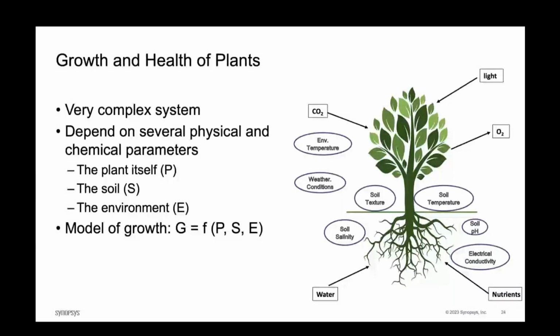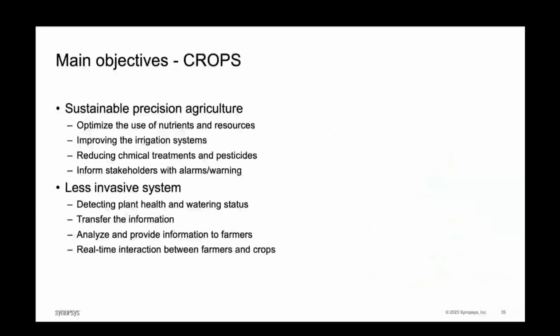So the growth and health of a plant, as I was explaining, is a very complex system. These are all the parameters we have to measure to be sure that the plant can grow. We have the plant itself, the soil, and the environment, and we are working today on a growth model where we need a function of all those environments. You see electrical conductivity, the pH, the salinity and texture of the soil, the temperature, the oxygen, etc.